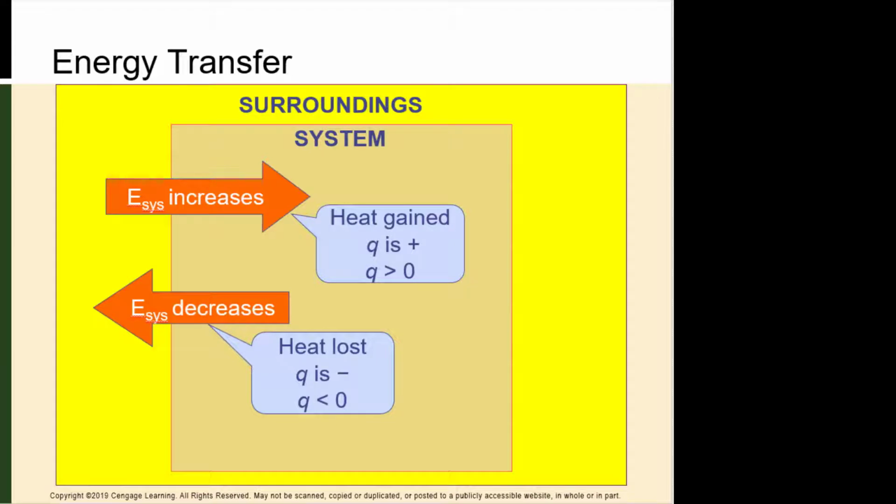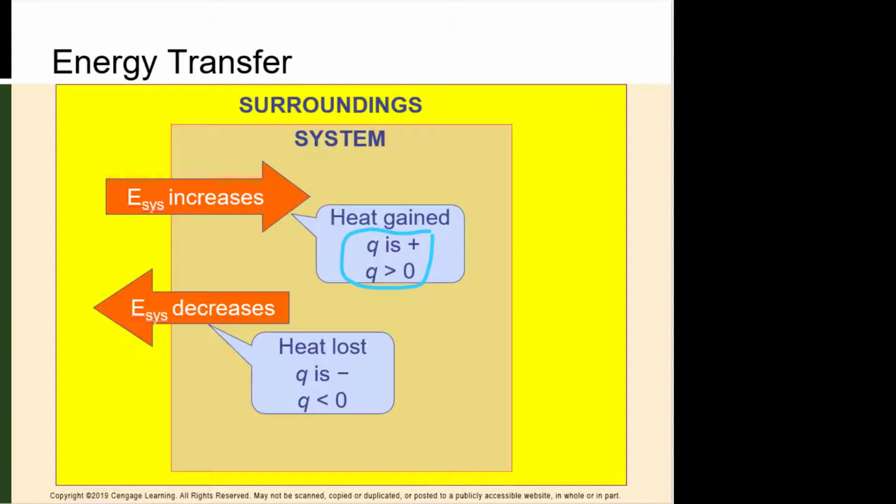Energy can be transferred between a system and its surroundings, or between different parts of the system. One way that energy can be transferred is as heat. Energy is transferred as heat if two objects at different temperatures are brought into contact. So the energy of the system increases when heat is gained. Q, we know, is heat. When it is gained, that means we have positive heat, so Q is greater than 0.